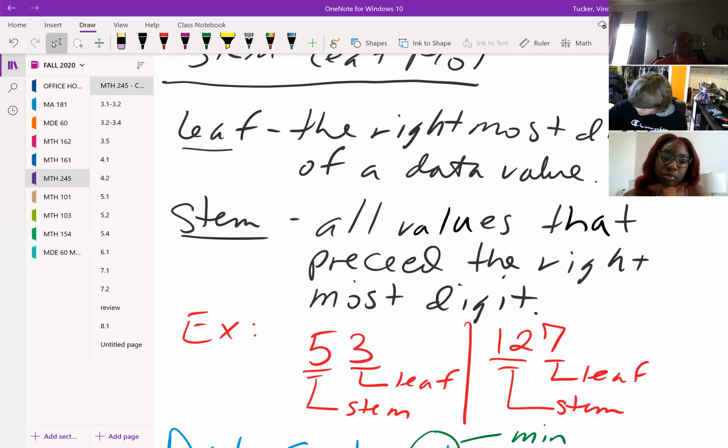All right. So two examples of that. If I had the number 53, the 3 would be the leaf and the stem would be 5. If I had 127, the leaf would be 7 and the stem would be 12. So once again, your leaf is going to be the rightmost digit. It's always going to be a single digit. Your leaf will always be a single digit. And then your stem will be everything before that single digit, that leaf.